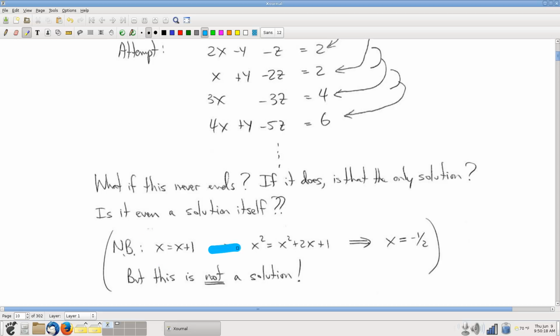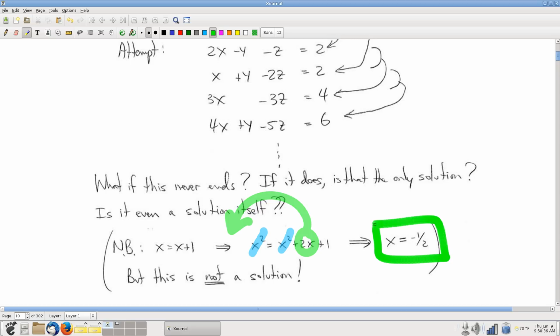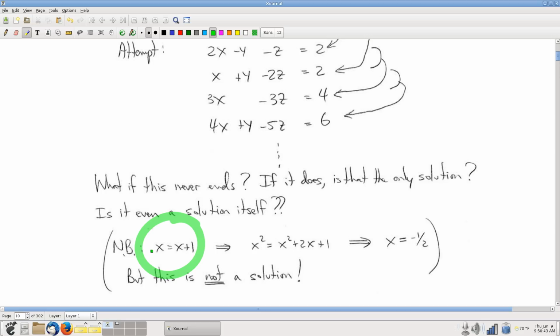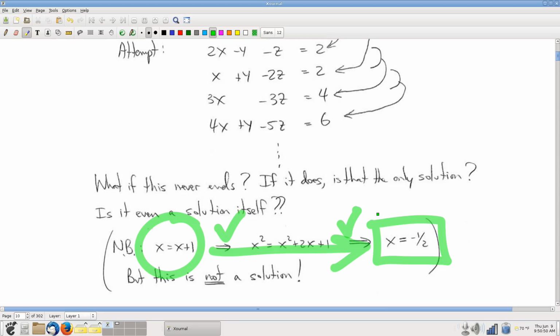So I square both sides of the equation to get this. All right, and then we cancel x squared from both sides. And take the 2x, move it to the other side, divide by the coefficient of -2, and bam, we get what would appear to be a solution to this equation. I mean, correct me if I'm wrong, but we took an equation, we did perfectly legal algebra, and we got an answer.